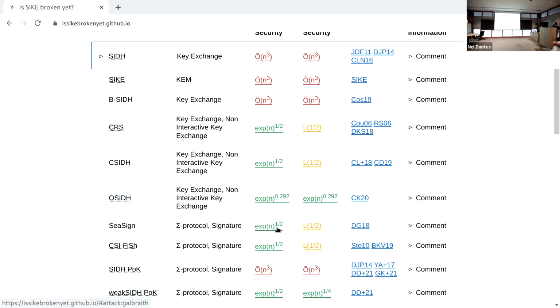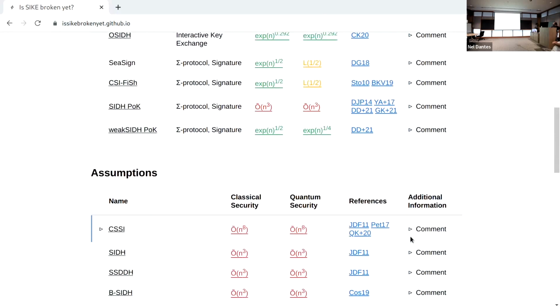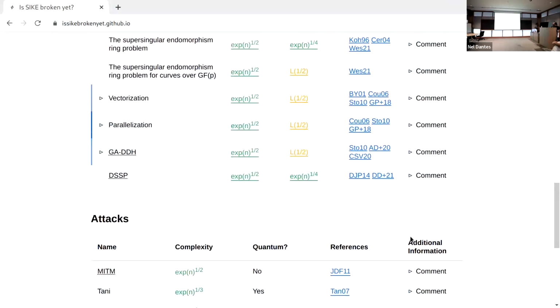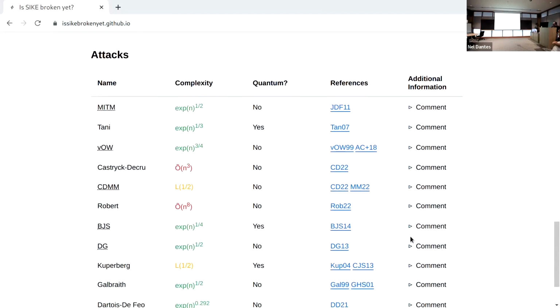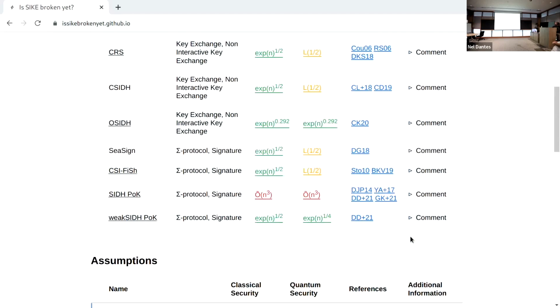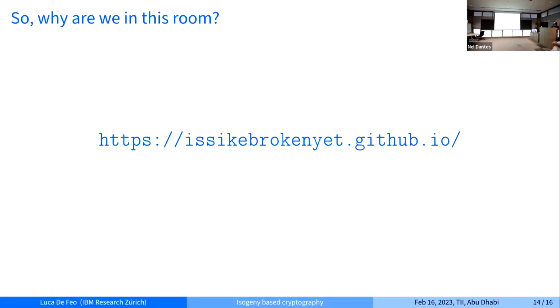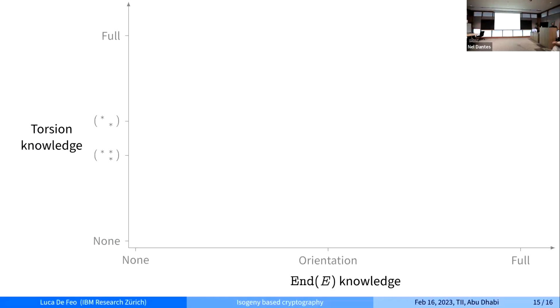Some other things are green. Some other things are orange, but we always knew they were orange. This is no news. It's not a consequence of this summer's attacks. This is something that I can explain a little bit more in detail. So, yeah. As you can see, the field is not completely broken. It's not completely dead. There is something more to say about isogeny-based cryptography. It has not said its last words.